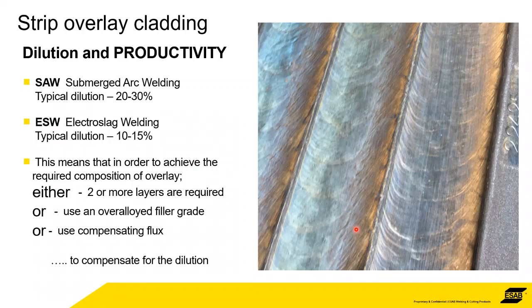So another way of doing it is to use an over-alloyed filler grade. So if you want to achieve 19% chromium in the overlay, then start with 21, 22, 23, 24, whatever, to compensate for that dilution. Another method of doing it that some companies use is a compensating flux. That means that there are things like chrome, so there are metallic elements in the flux. So it's nothing to do with whether it's electroslag or whether it's submerged arc welding. You can use a compensating flux. So you compensate for the dilution by adding the elements into the flux. Okay.